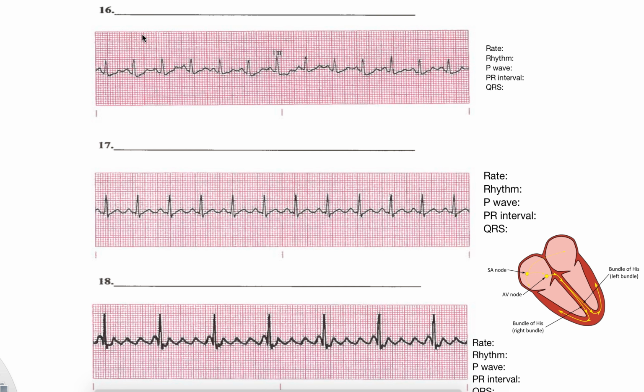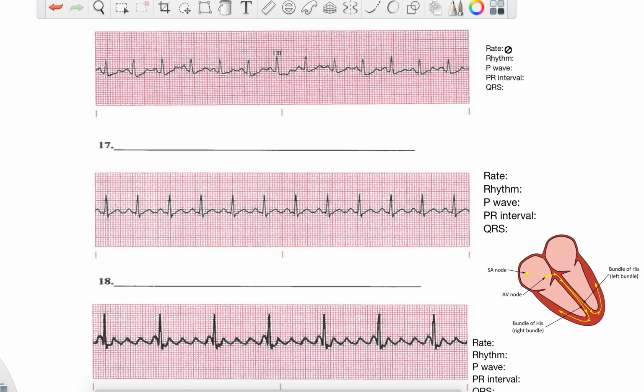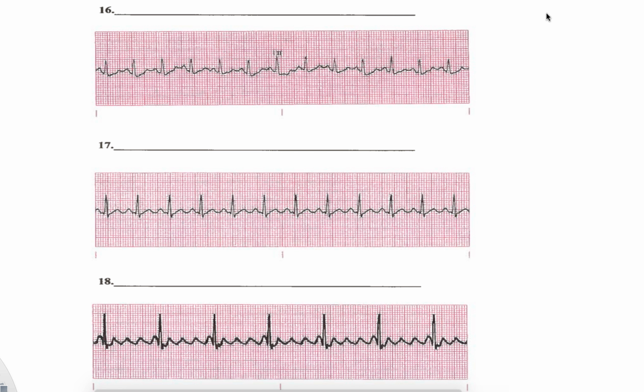All right, moving on to rhythm interpretation. So let's look at this first one. We know that we have a rate of 130. Why won't this let me write on there? All right, do-over. Apparently this program, once I add too many images, it won't let me write on them. That's too bad because that was a pretty cool little feature.